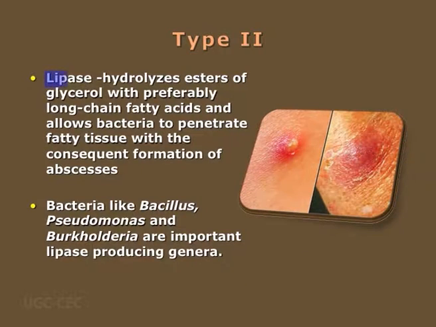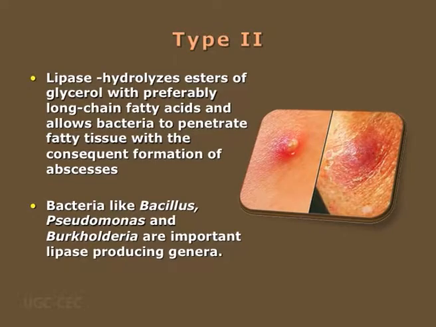Another type is the lipases. So what are lipases? Lipases are enzymes which hydrolyze the esters of glycerol with preferably long fatty acid chains, and because they can hydrolyze it, it helps the bacteria to penetrate the tissue, leading to the formation of different abscesses and rashes. As you can see in the figure, an abscess is formed due to production of these lipases, and bacteria like Bacillus and Pseudomonas can produce these types of enzymes which are exotoxic in nature.